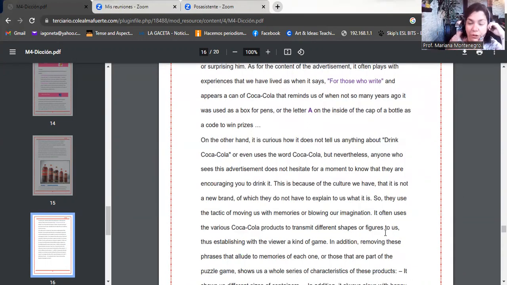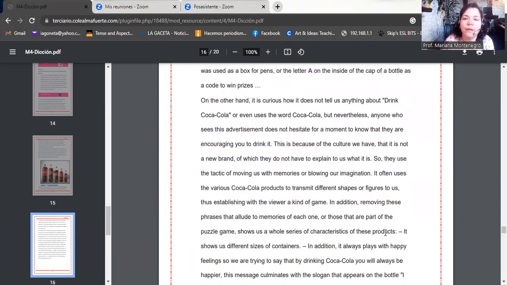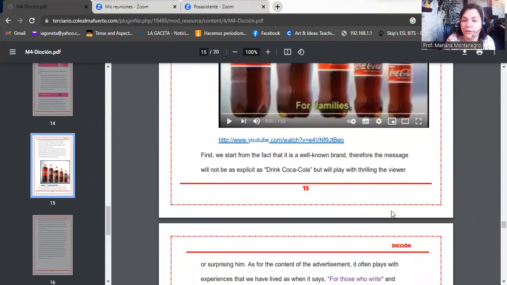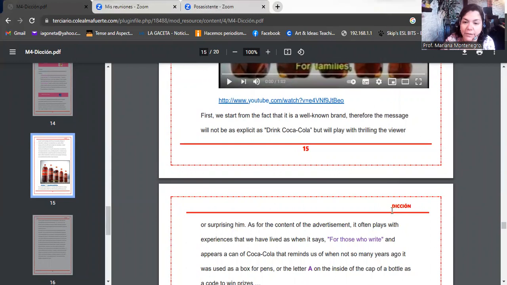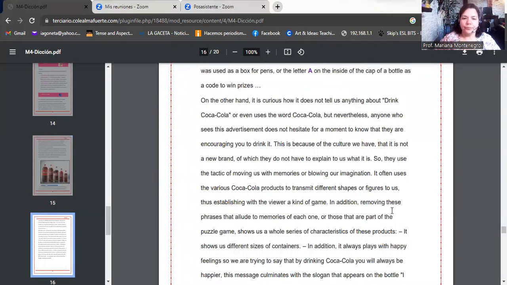This is because of the culture or the background knowledge we share. This is not a new brand on which they have to explain to us what it is. We already know that. So they use the tactic of moving us with memories or blowing our imagination. It often uses the various Coca-Cola products to transmit different shapes or figures to us. As you can see here, you have different shapes and figures. It can give us the idea of different steps in our lives. It is a kind of game that we have to do as viewers to interpret the ad.